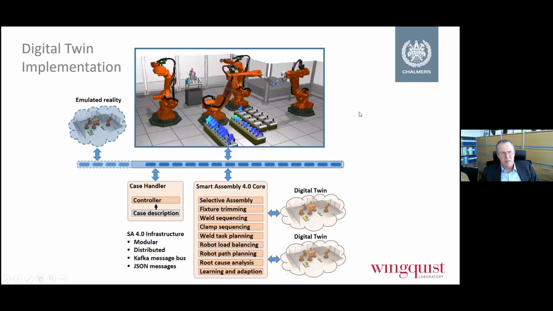In this test implementation that we are using, we have an infrastructure. It's a case-based system with a case handler. It's modular, it's distributed. We use a Kafka message bus to send messages between all those entities. And we use the JSON format for the messages. So these are standard ways of communicating. In this case, it's all digital, but in reality, of course, this is just a digital copy of the real production cell. And then, of course, we communicate with the real robots and the real fixture.